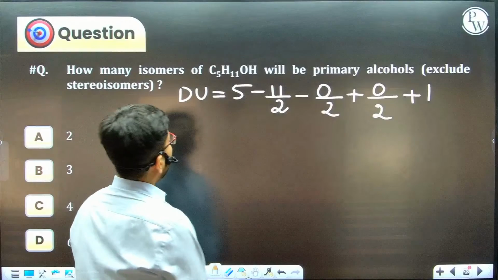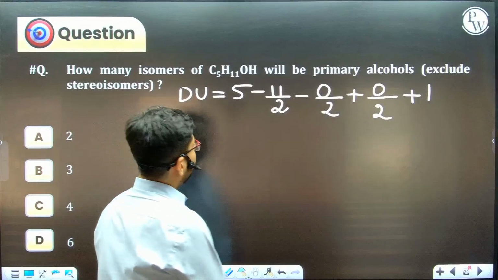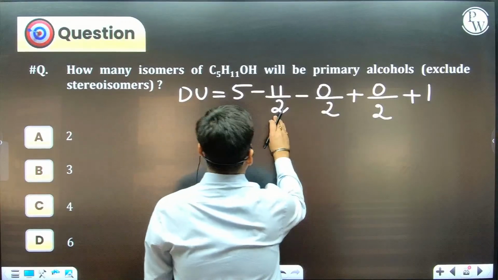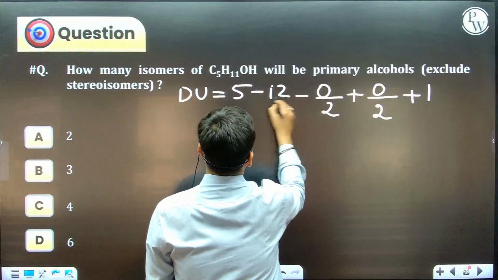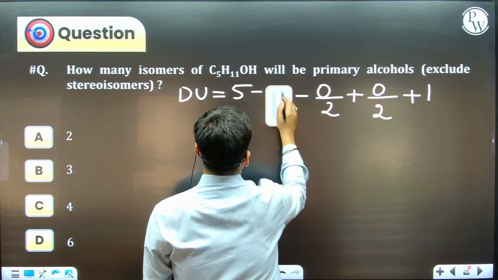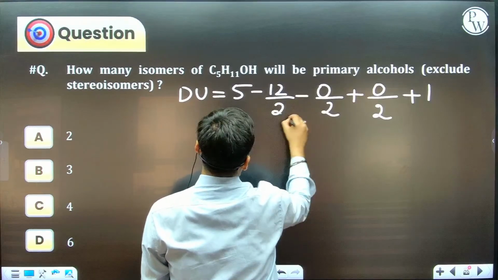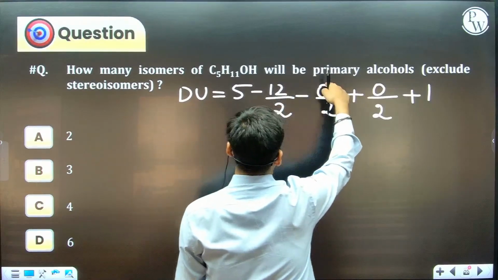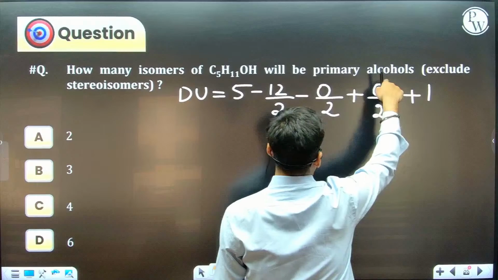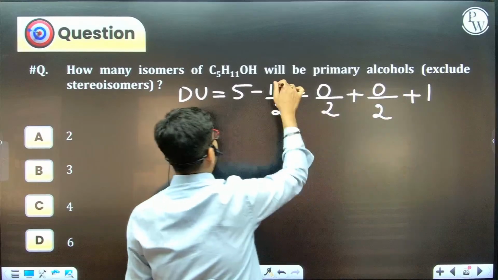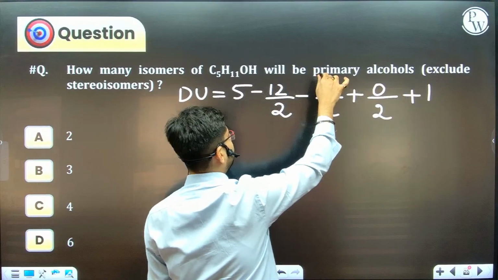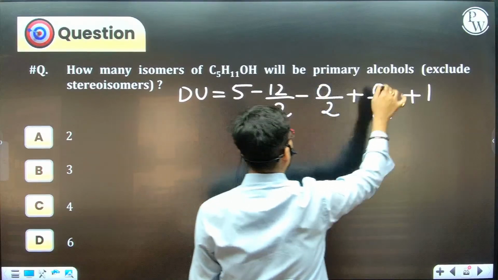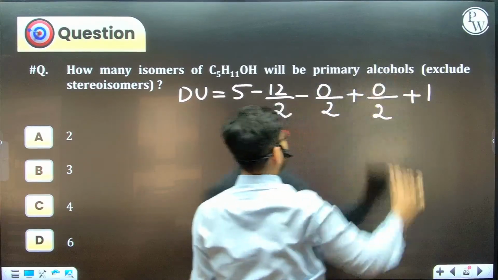Okay, so if I find out the value of DU from here, what is DU? The formula of DU is number of carbon atoms minus number of hydrogen atoms upon 2 minus number of halogen atoms upon 2 plus number of nitrogen atoms upon 2 plus 1. So C minus H by 2 minus X by 2, X represents number of halogen atoms, plus N by 2 plus 1, N means number of nitrogen atoms.